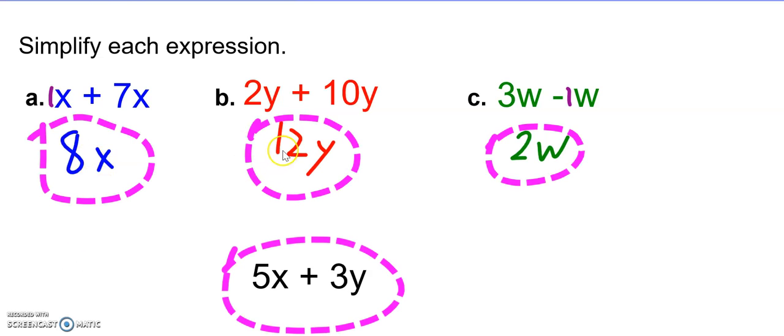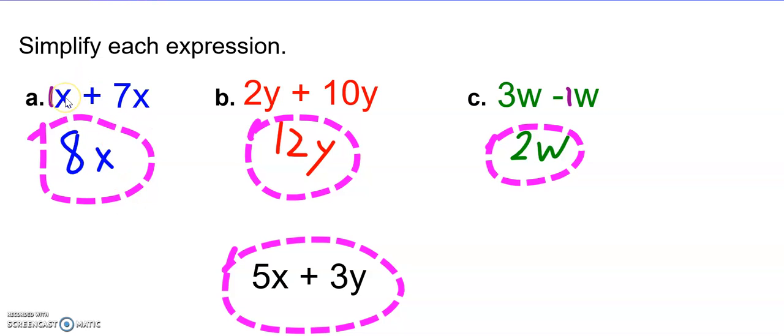All right, so hopefully you got 8x, 12y, 2w, and then this one we can't really do anything with, so we just leave it as the expression 5x plus 3y. Now, I really hope that was pretty easy and straightforward. I wasn't trying to trick you there. And if you are confused on anything, please let me know.